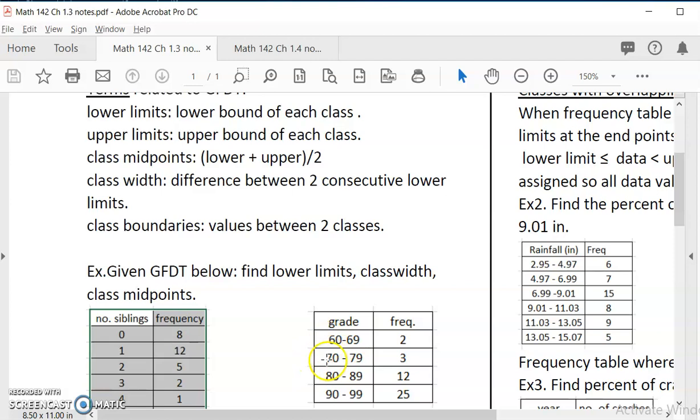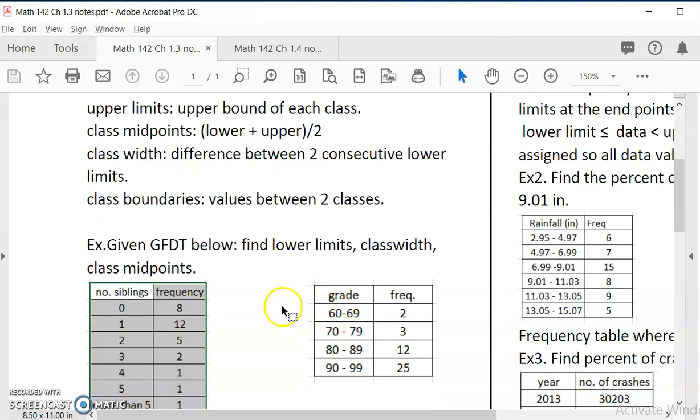From 60 to 70, both are lower class limits, so they are 10 apart. It's the difference between two consecutive lower limits. So this class width would be 10. This class width will be 1. Okay, look at the lower limits and subtract them.